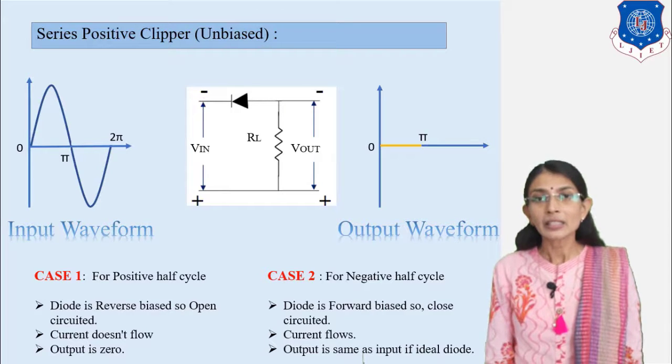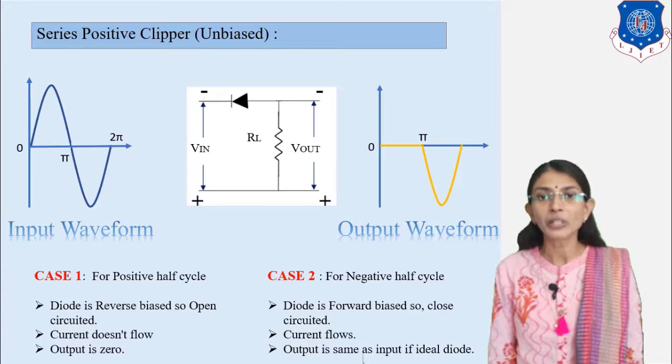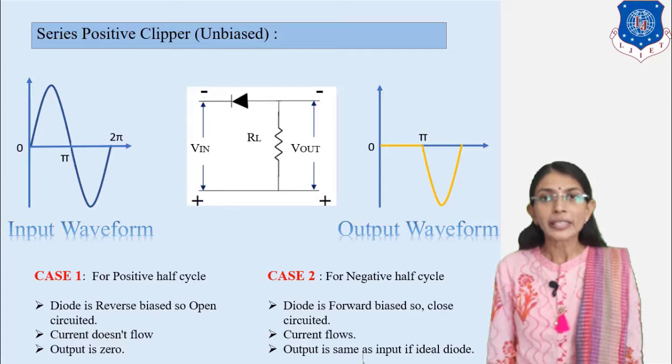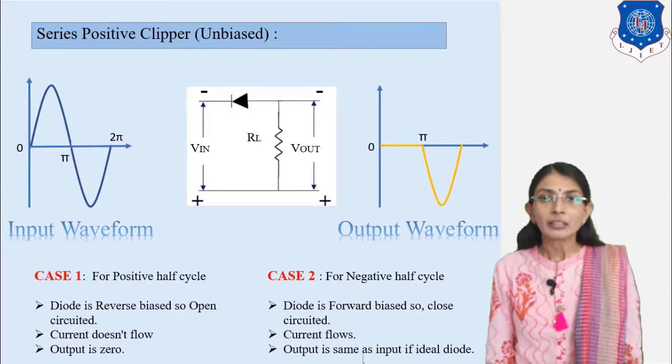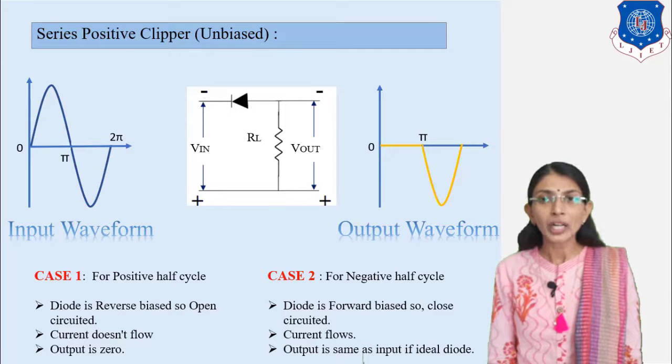So look at this. This is the output waveform, in which the output will be the same as the input if the diode is an ideal diode. Now let's study the next type of clipper. This is the diagram of the series positive clipper, in which the diode position is fixed, which is in series with the input, and the direction of the diode, that is NP, is also fixed. Then for the alternating input cycle, we have discussed the two cases, case 1 and case 2, for the positive half cycle and for the negative half cycle.